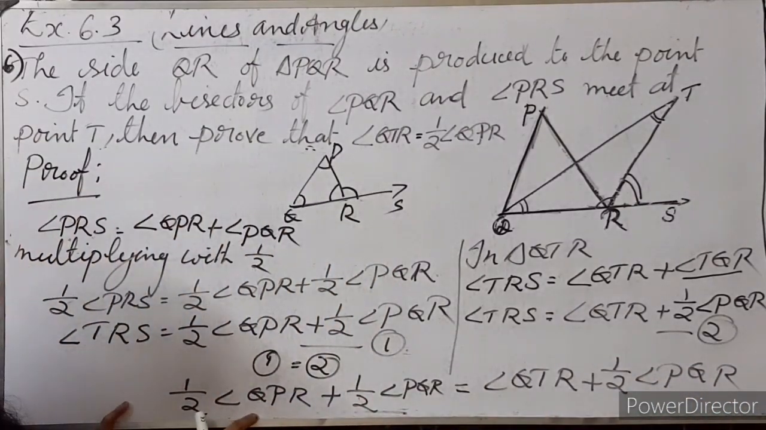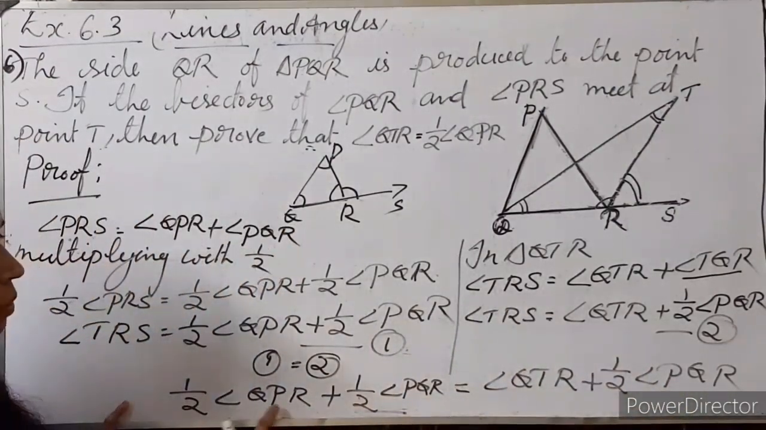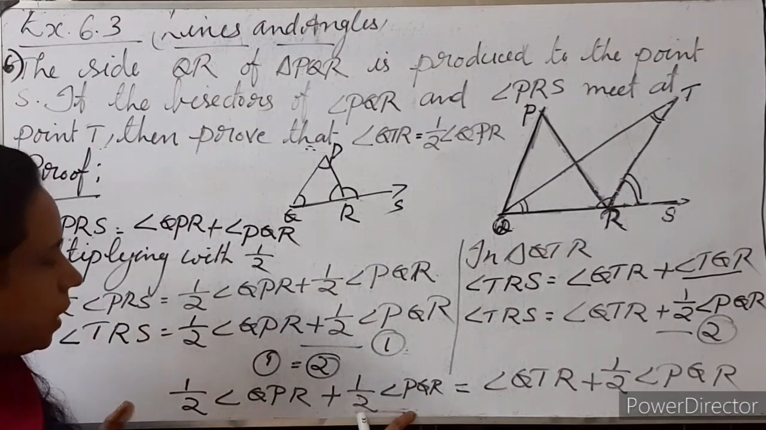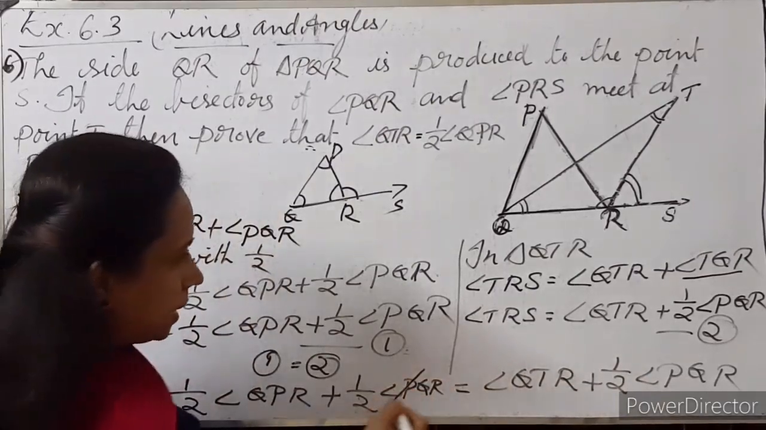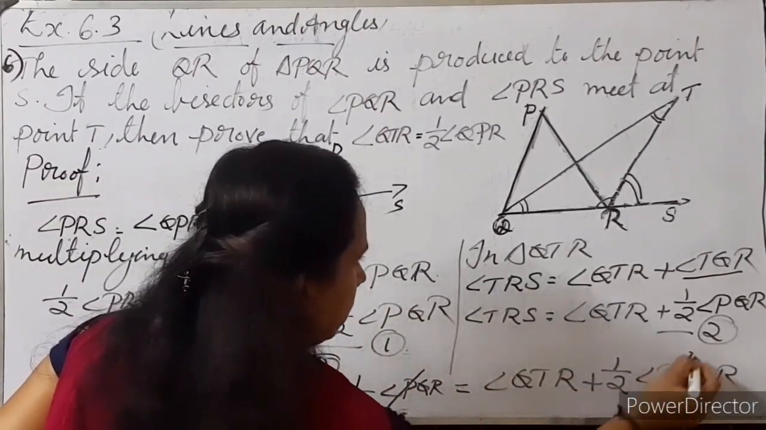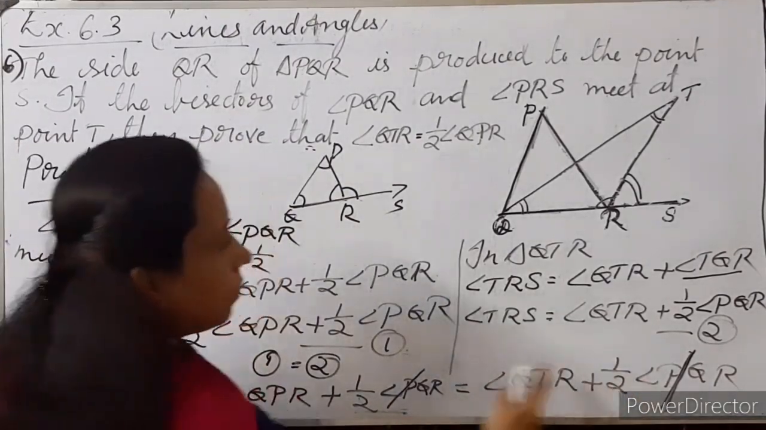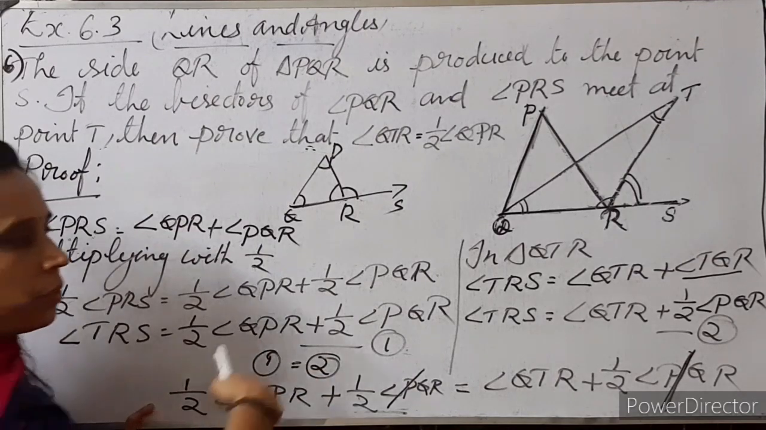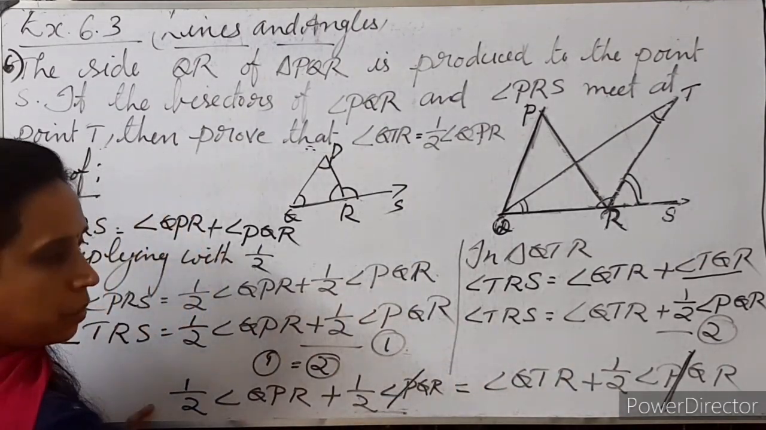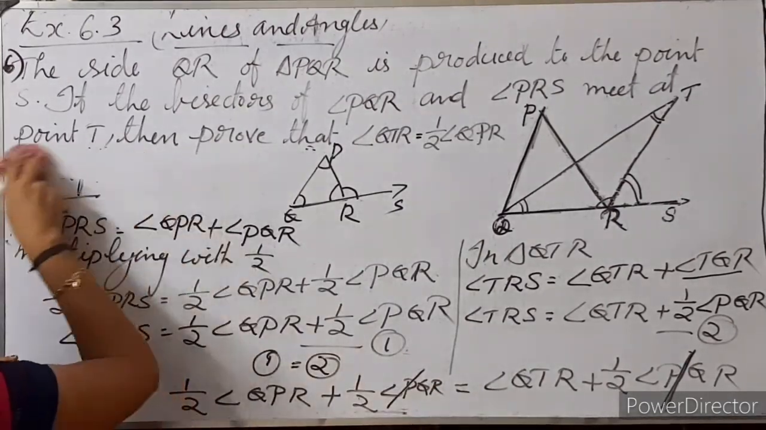Now you can see this equation. On the left hand side, half of angle QPR, and the same way half of angle PQR. Both are the same. Half of angle PQR and half of angle PQR, you can cancel this. It will get cancelled, because they are the same quantity, the same angle. Left hand side one angle, half of angle PQR. Right hand side also one angle, half of PQR. So we can cancel this. Okay. So the remaining one, half of angle QPR is equal to angle QTR.